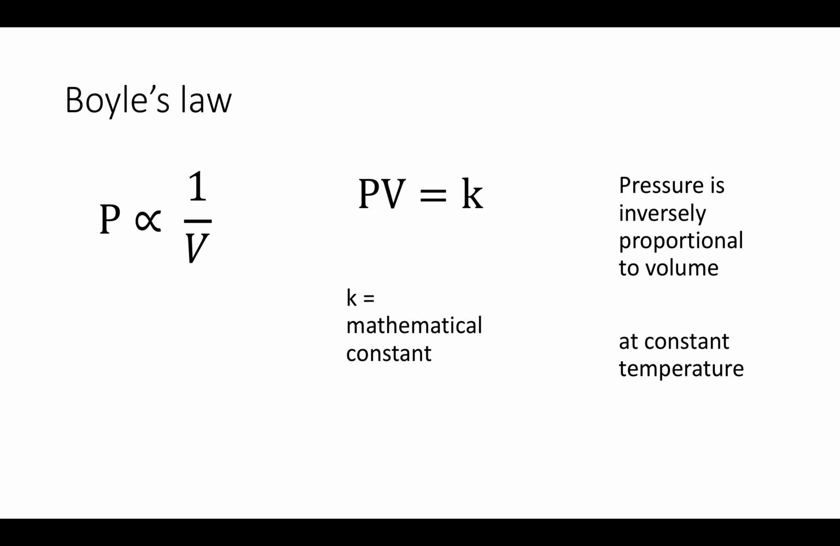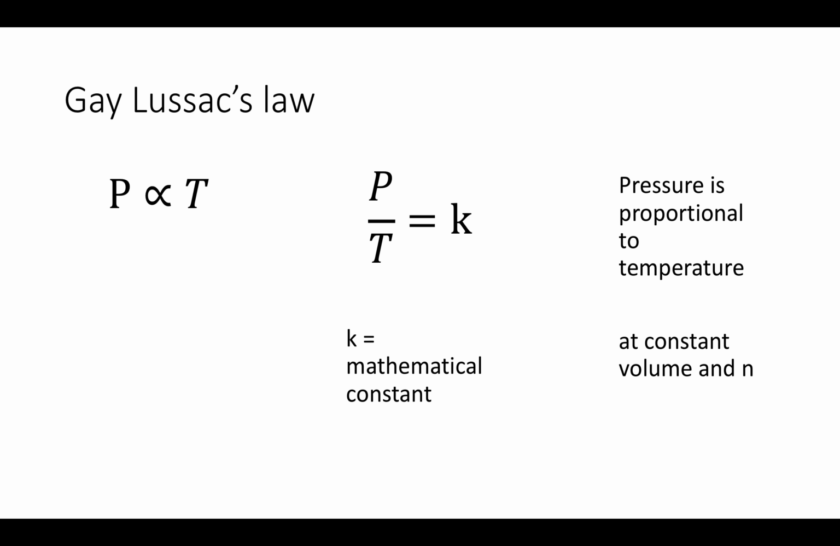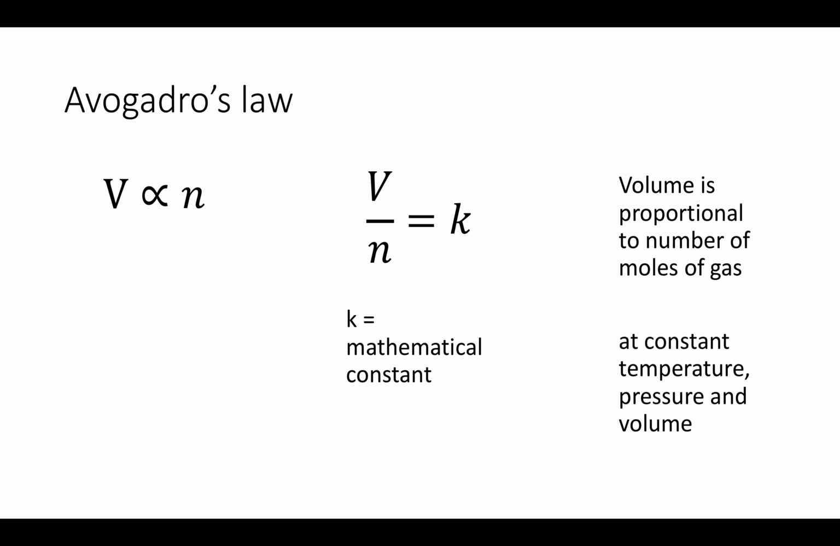And we have Boyle's law, just a very quick recap, that pressure and volume are opposite. As pressure goes up, volume goes down, and this is called an inverse relationship. Gay-Lussac's law, pressure is proportional to temperature at constant volume and number of moles. Avogadro's law, that volume is proportional to the number of moles at constant temperature and pressure.